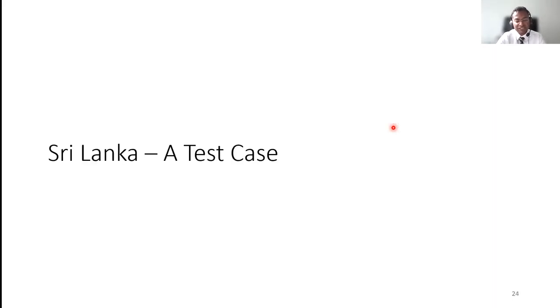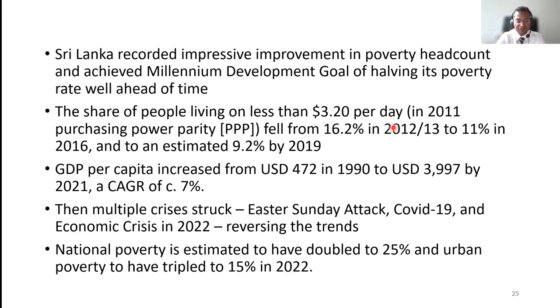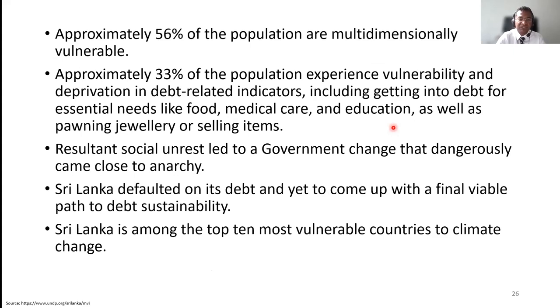So Sri Lanka as a test case. Sri Lanka went through all of this during the past few years. Sri Lanka was a very successful case in terms of graduating into an upper middle income country. But then we experienced multiple shocks and governance issues that pushed national poverty back to 25%, and it's going up further. A lot of vulnerability, debt-related indicators, including debt for essential needs like food, medical care, and education. And all of these led to social unrest that led to a government change that dangerously came close to anarchy. And Sri Lanka is among the top 10 most vulnerable countries to climate change.